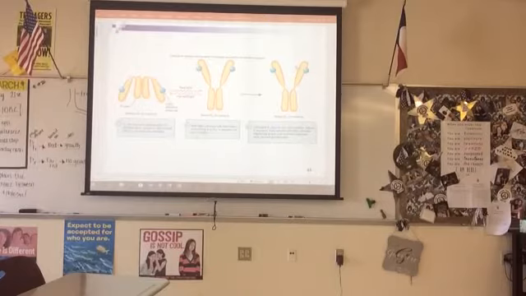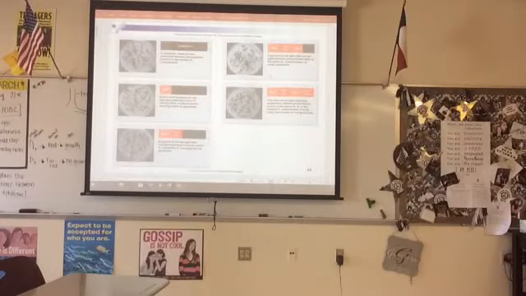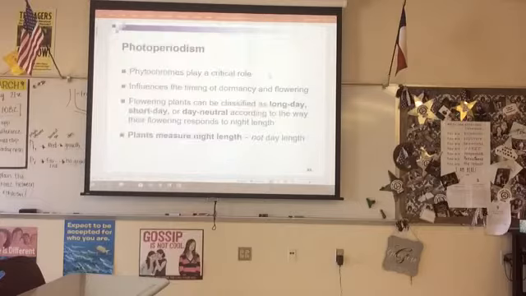How does the red turn on the flag? So the red wavelength will stimulate that protein to be produced. Proteins produced, phytochromes released, and it can carry out whatever process it's carrying out. Okay. So this leads us to photoperiodism.